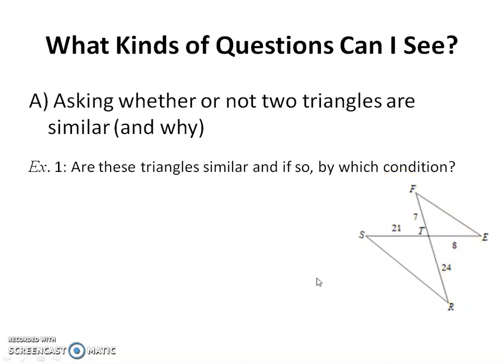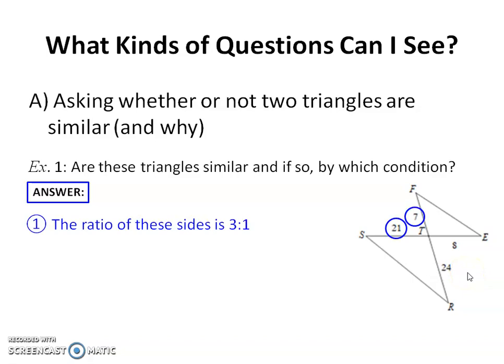I'll check the ratios. And when I check them, what I want to do is compare the correct, the right corresponding ones. So in TFE, for instance, I have side lengths 7 and 8. In TSR or TRS, I have 21 and 24. The 21 is the shorter of the 2 sides, and the 7 is the shorter of the 2 sides that are given. So those are the ones. The 2 shorter sides are the ones I'll compare. The longer ones of the 2 I'll compare here.